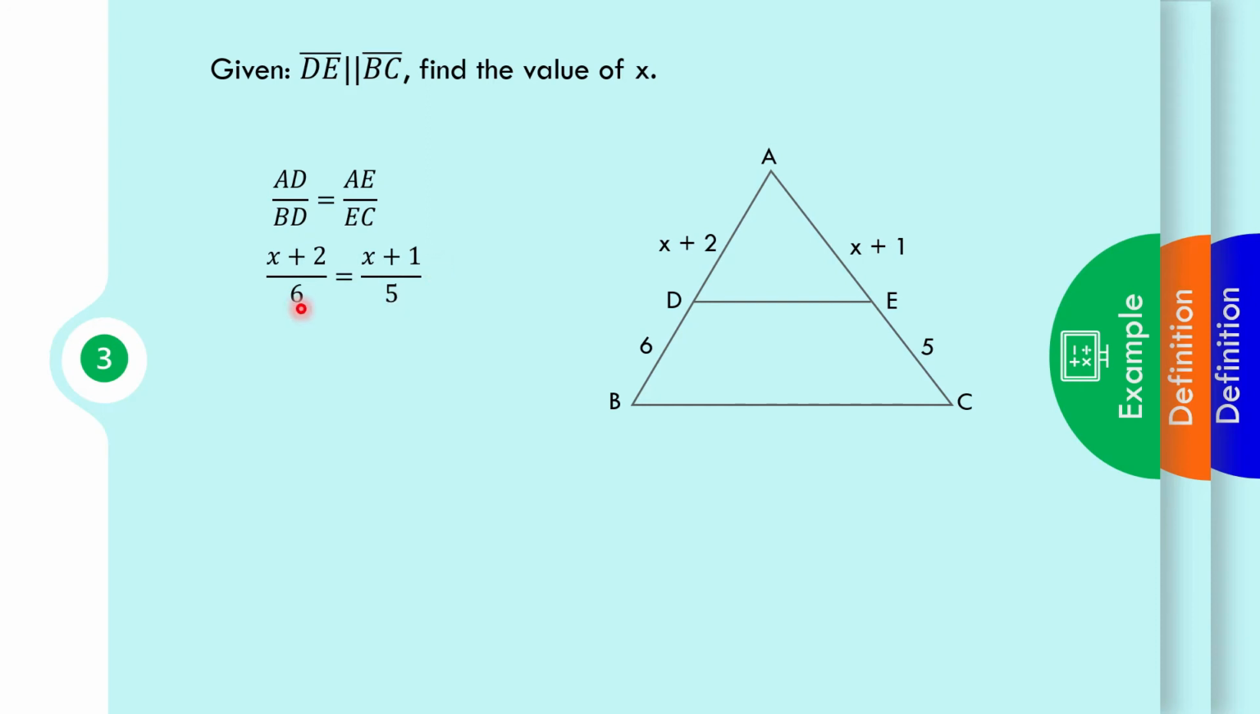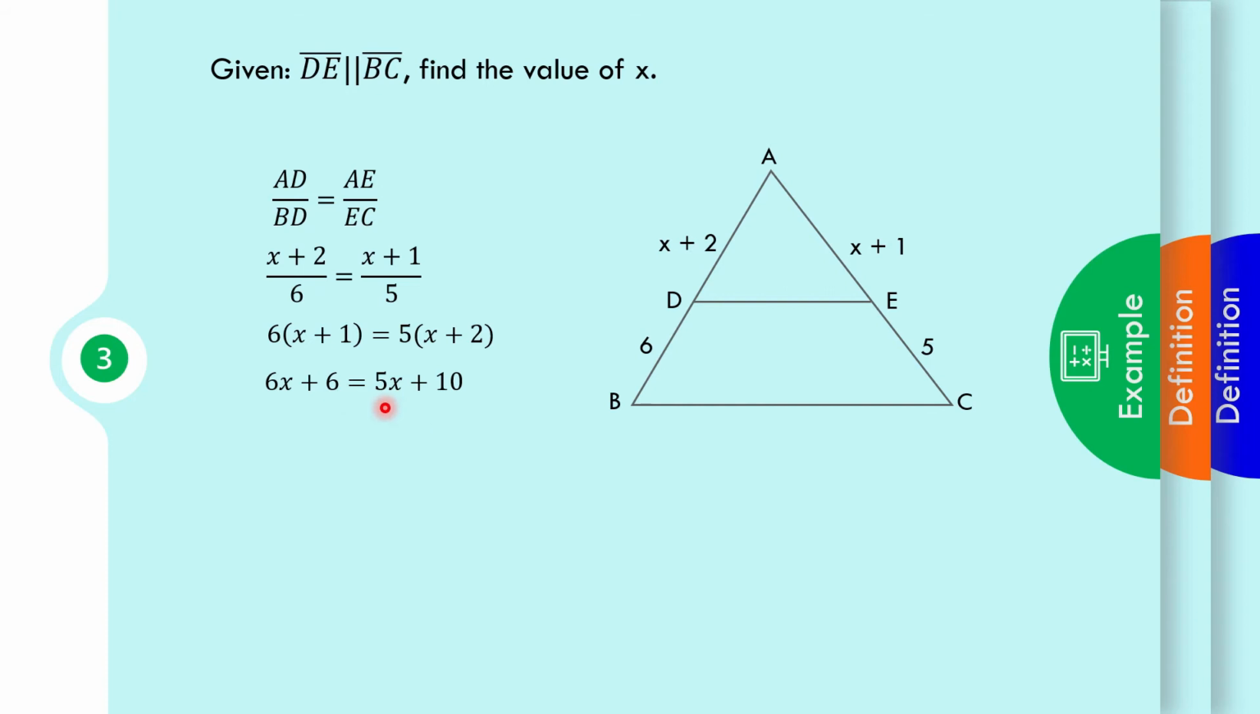So again, let us multiply the means, which is 6 times X plus 1, and 5 times X plus 2 for the extremes, or simply cross multiply. Therefore, we have 6 times X plus 1 is equal to 5 times X plus 2. By the distributive property, we will obtain 6X plus 6 is equal to 5X plus 10.